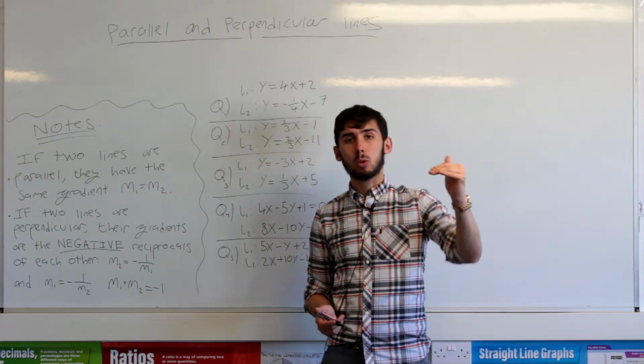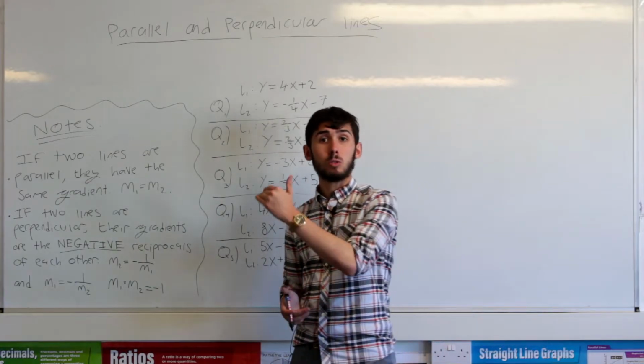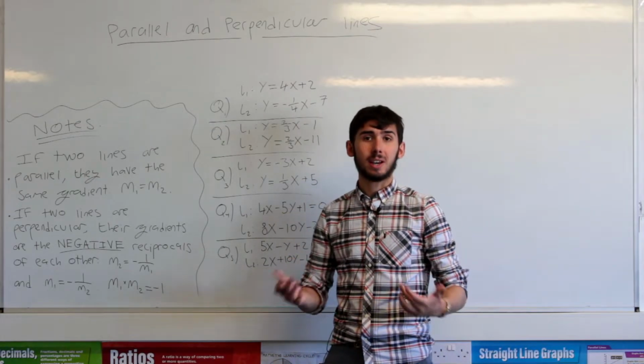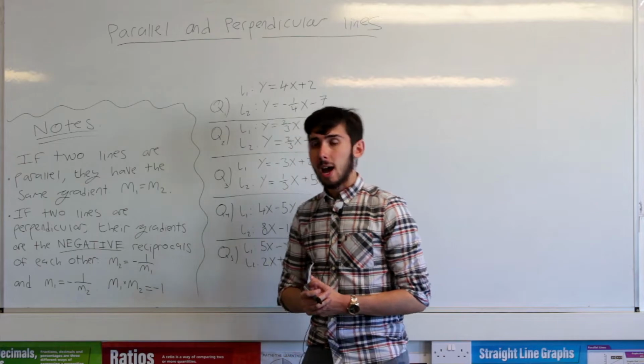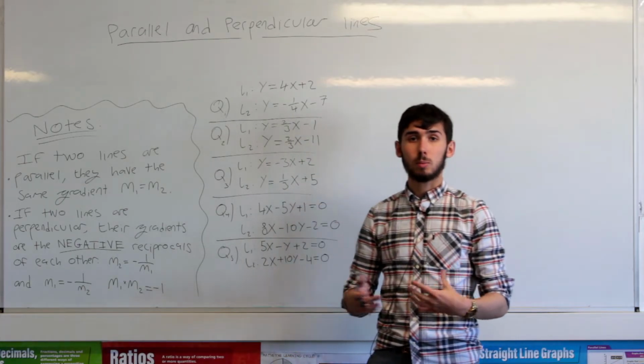And then do the reciprocal of that new number. So if you had the number 3, you'd have negative 3, and then you do the reciprocal of negative 3, which would be 1 over negative 3, or negative a third. And that would be the gradient of a line that is perpendicular to the one that we're talking about, okay?